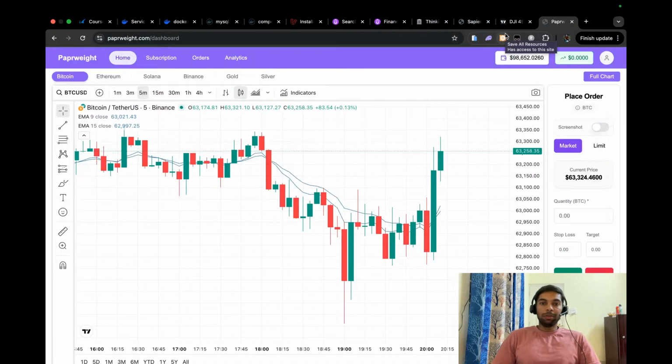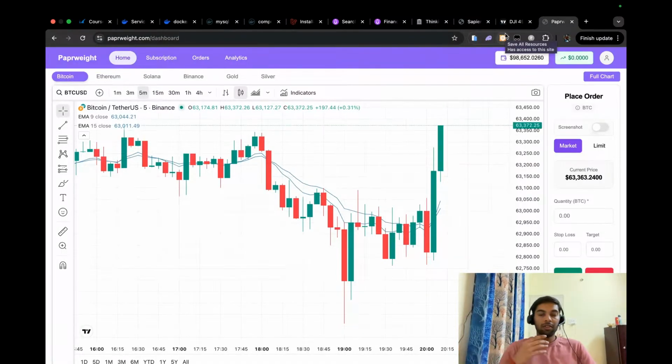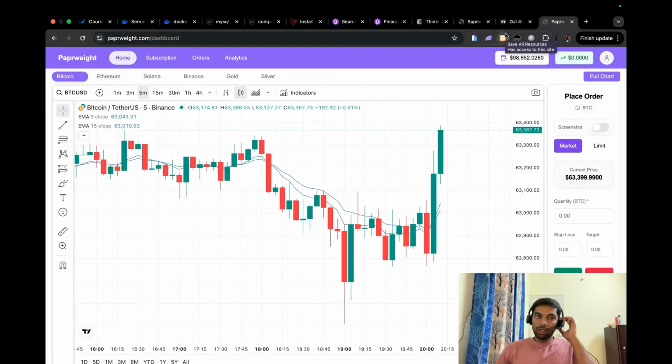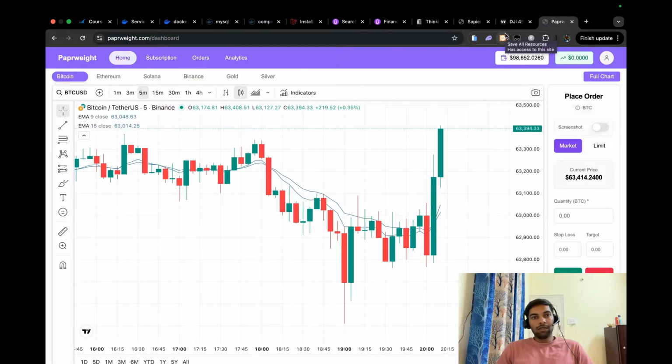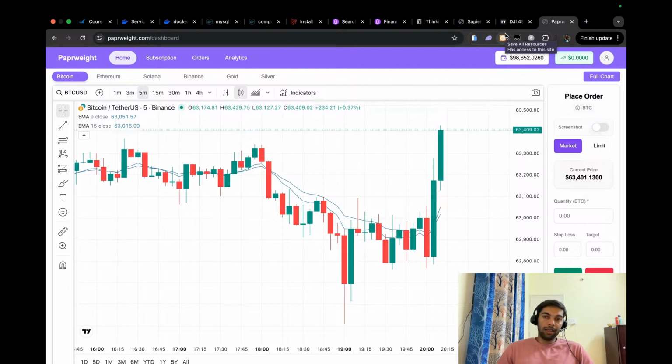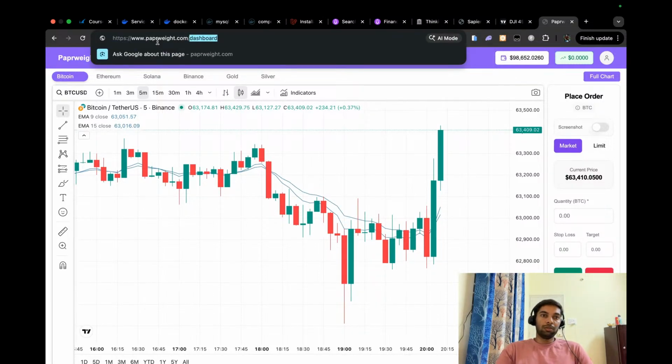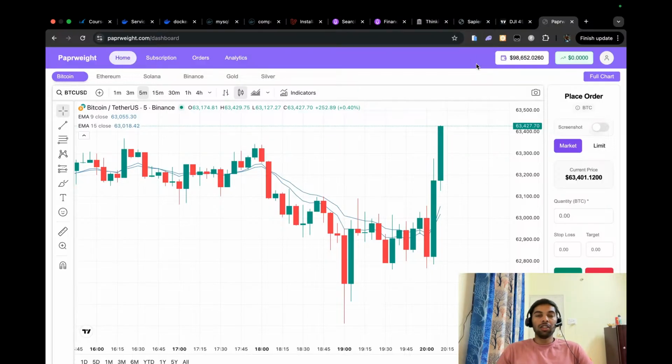I'm putting my phone side by side just to see myself whether I'm doing anything wrong or right. All right, guys. So we will trade in Bitcoin, hopefully in Ethereum as well, gold and silver. Let's see how the market is performing today. And if you want to trade, you can just go to paperweight.com. The link is in the description box. Register yourself. By registering, you will get $100,000 of paper money.